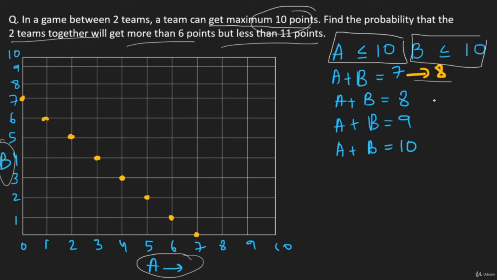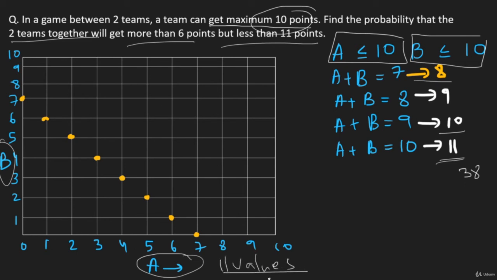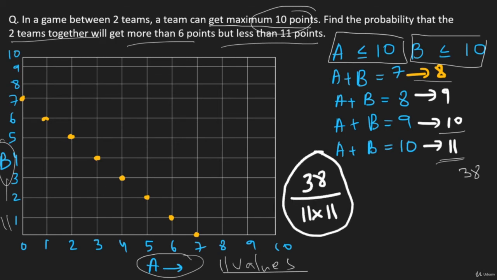What about A plus B is equal to 8? You will see that there are 9 such points. A plus B is equal to 9, there are 10 such points, and A plus B is equal to 10, there are 11 such points. Therefore, the answer to this question is 8 plus 9 plus 10 plus 11, which is equal to 38. 38 divided by 11 into 11, because A can take 11 values, right? That's 0 to 10, which is equal to 11 values. Similarly, B also can take 11 values. Therefore, the probability is favorable by total, which is equal to 38 divided by 11 into 11.